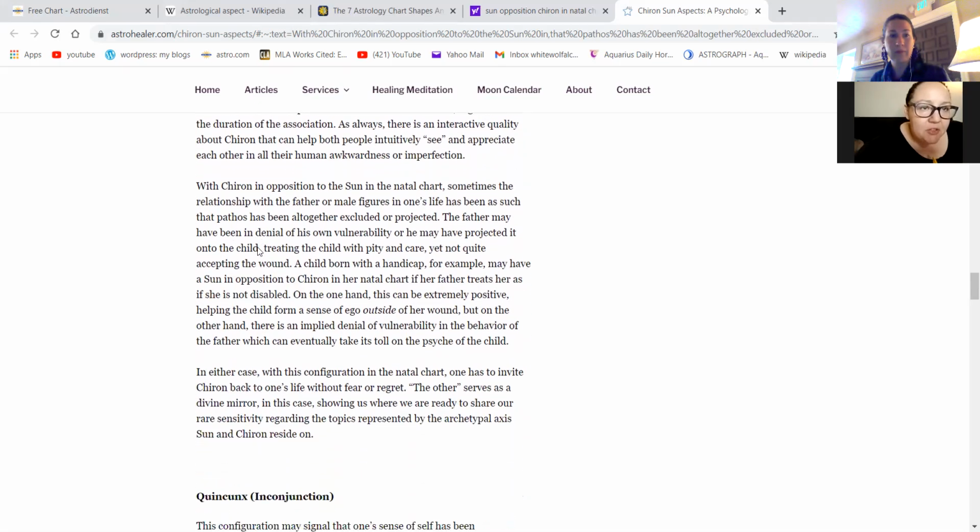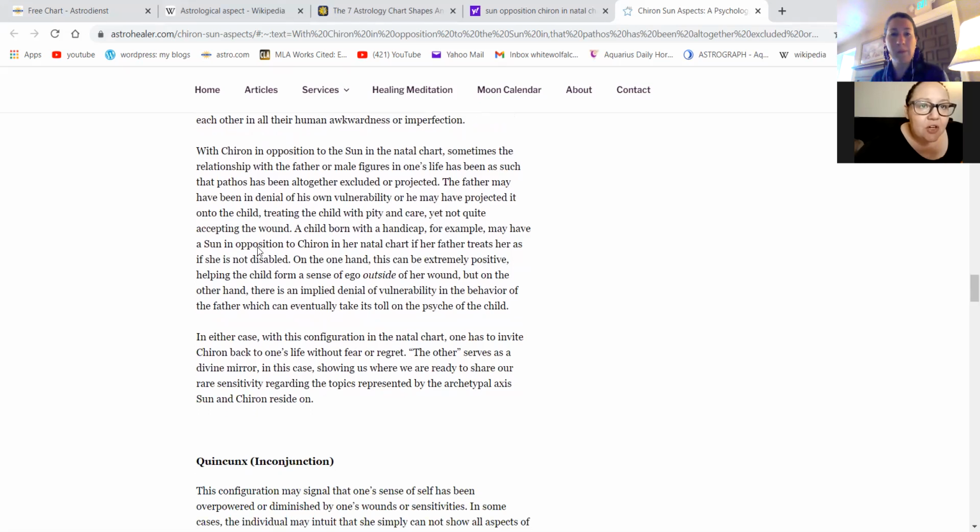With Chiron in opposition to the sun in the natal chart, sometimes the relationship with the father or male figures in one's life has been such that pathos has been altogether excluded or projected. The father may have been in denial of his own vulnerability, or he may have projected it onto the child, treating the child with pity and care, not quite accepting the wound. A child born with a handicap, for example, may have sun in opposition to Chiron in her natal chart if her father treats her as if she is not disabled.